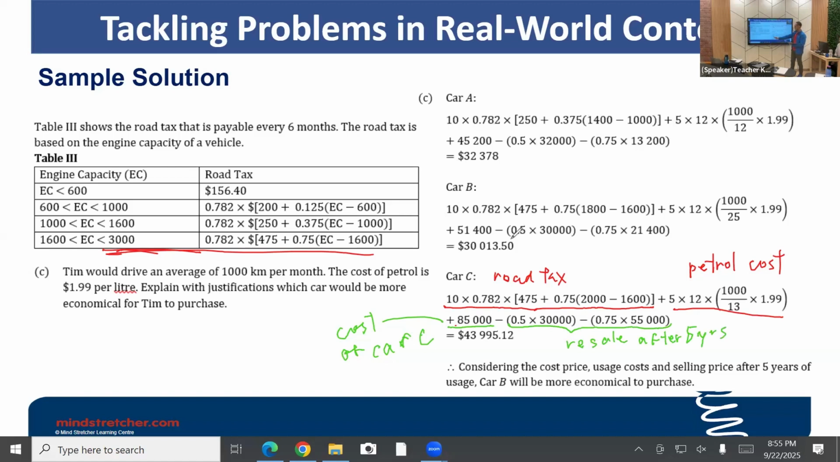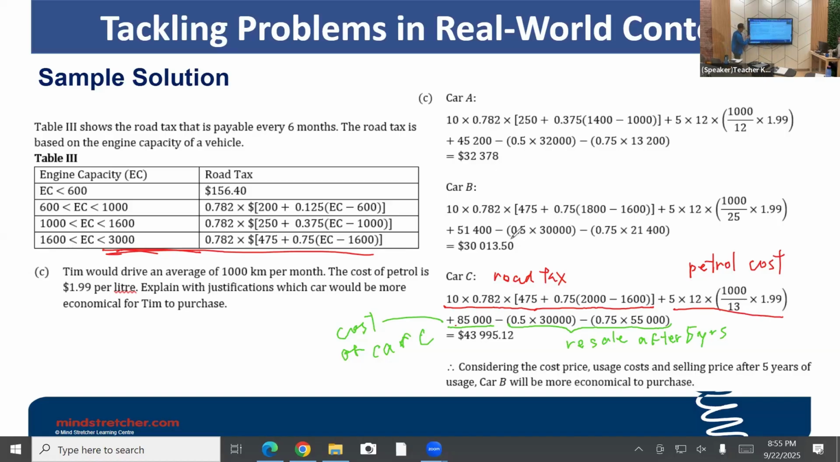Okay, so subsequently your answer will be $43,995.12, right? So from here you can see that the three costs are given to you already, and you can compare. You can see that car B is the more economical to purchase, which is based on the usage and selling after 5 years, right? Okay, so that's all for this question.